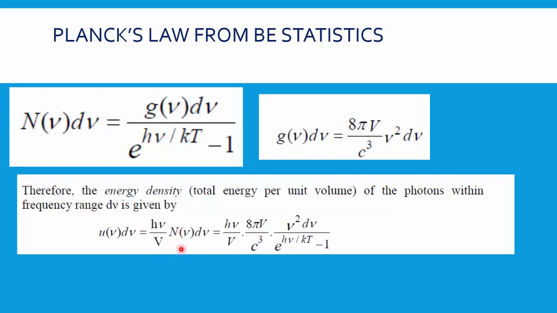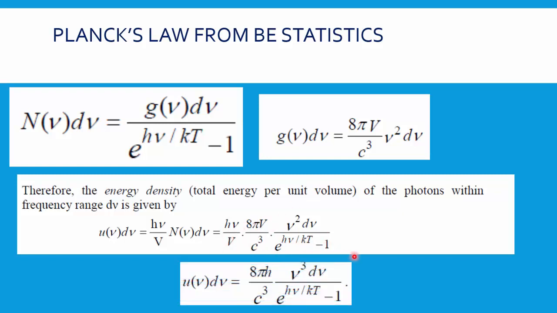So what I'm going to do is substitute the value of g here, and then take this value of N and substitute it in this equation. Finally I will arrive at energy density equal to h nu by V, 8 pi V by c cube into nu square, divided by e to the power of h nu by kT minus 1. So the volume will get cancelled, and finally I get energy density U as 8 pi h nu cube by c cube into 1 over e to the power of h nu by kT minus 1.